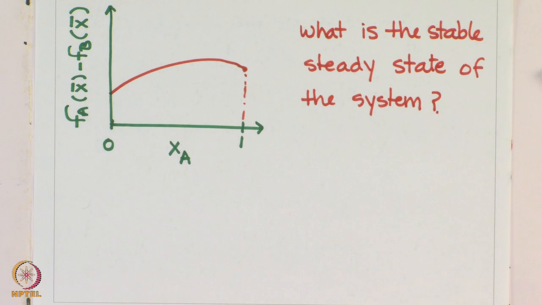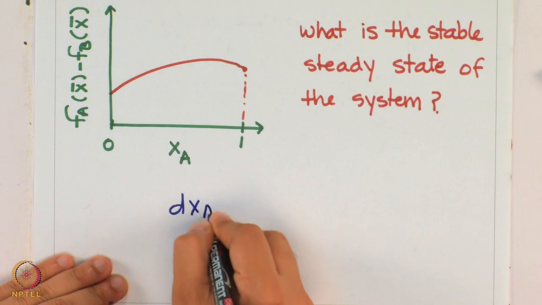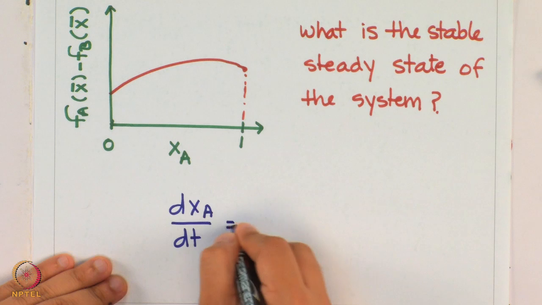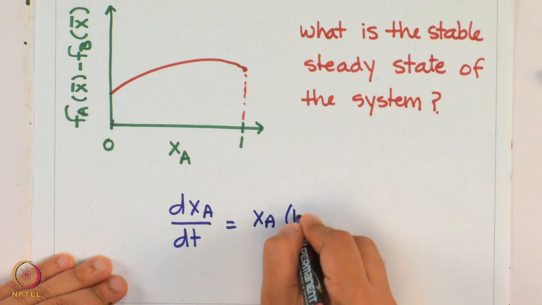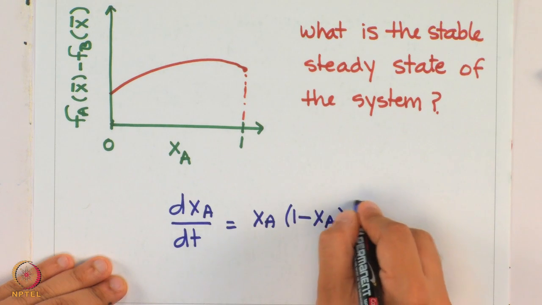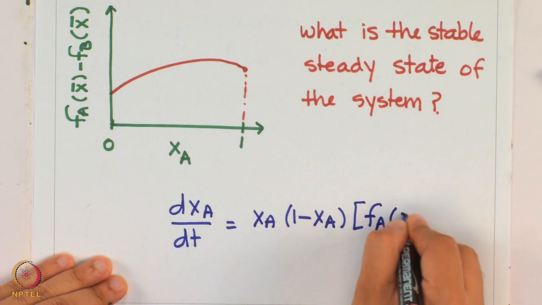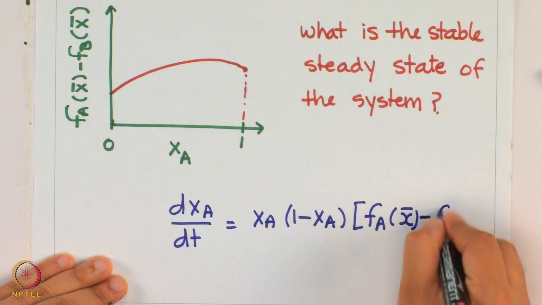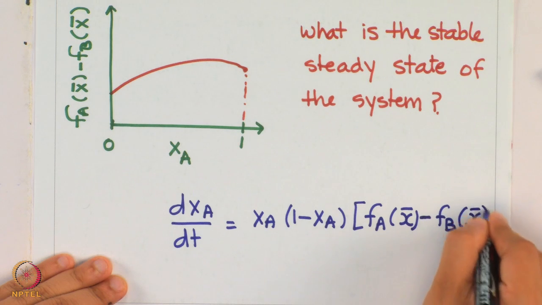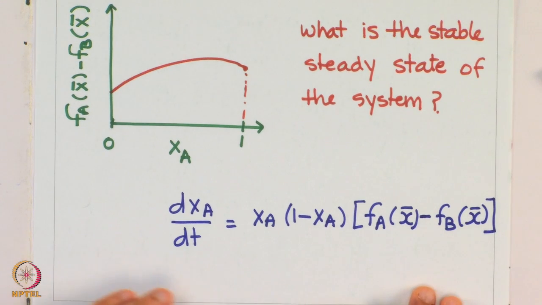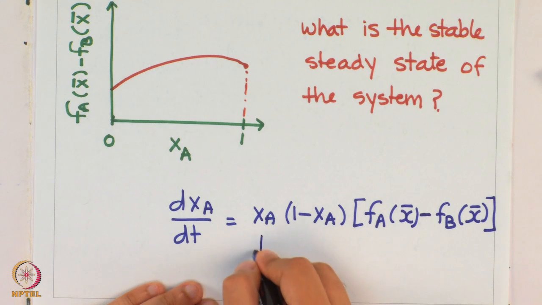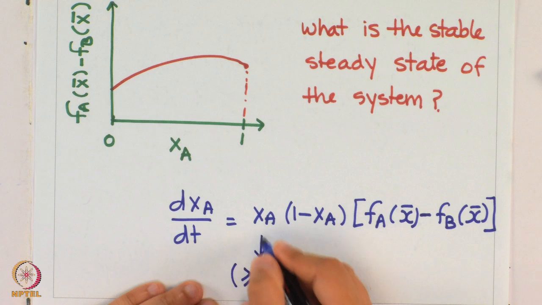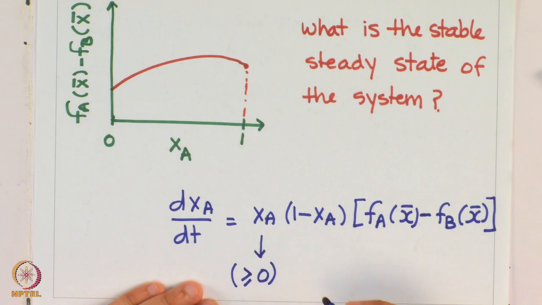But what you should realize here is that our equation that we are working with is the following, which is dx A by dt is equal to x A times 1 minus x A times f A x minus f B x. And what this tells me is that x A is a quantity which is always greater than or equal to 0. This is equal to 0 when x A is equal to 0, but otherwise is always greater than 0. So, it is a positive quantity.